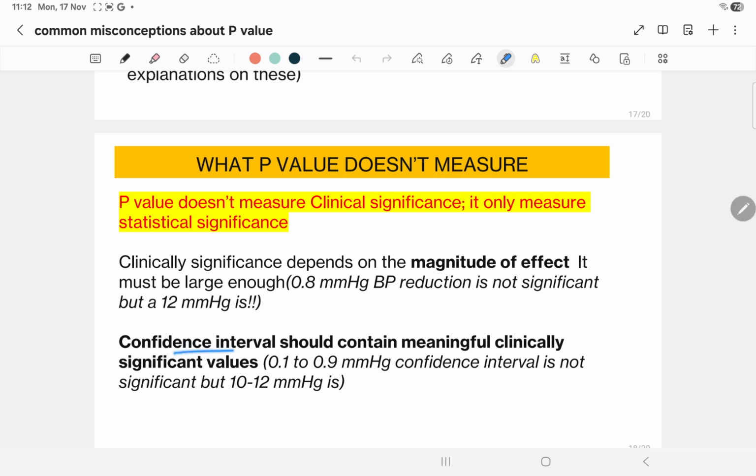So confidence interval should contain clinically significant values. A confidence interval of 0.1 to 0.9 mmHg is not clinically significant, but 10 to 12 mmHg is. So I am saying the same thing that I've said here in terms of confidence interval. We will discuss confidence interval in another video.